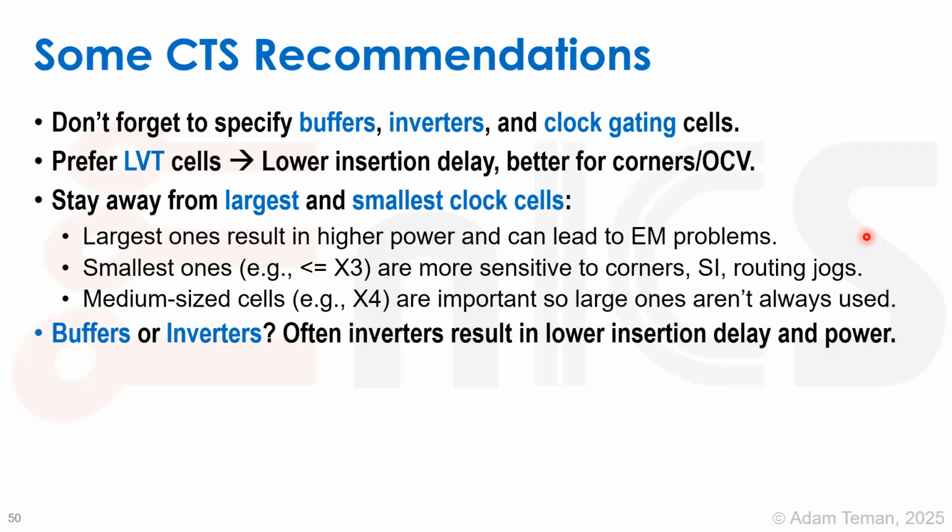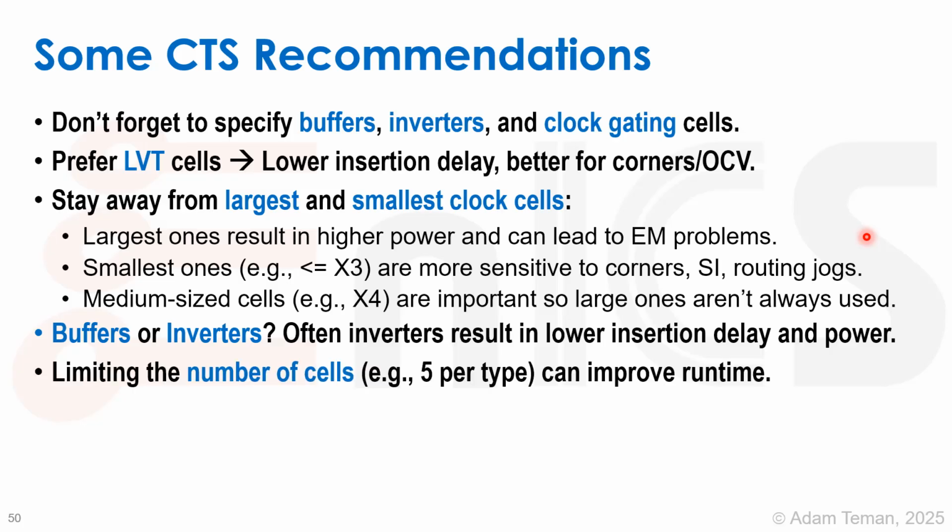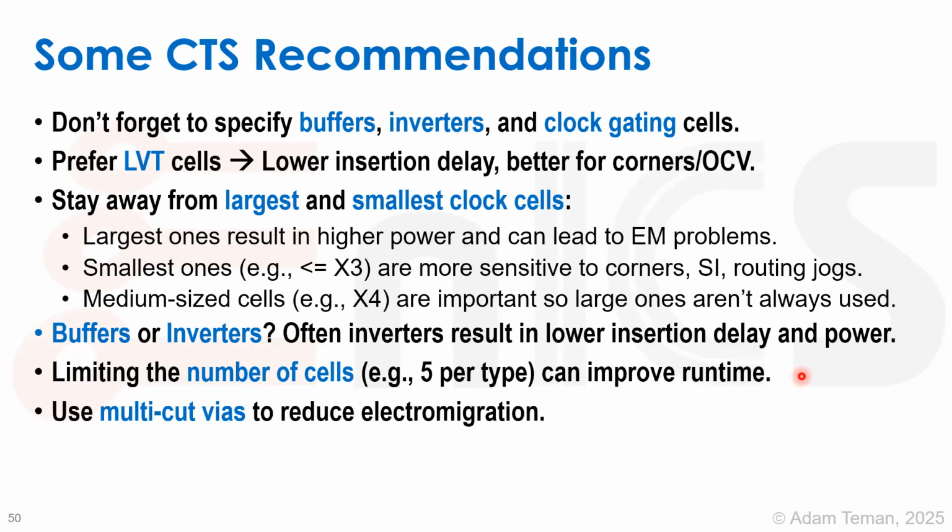Okay, do we want to use buffers or inverters? Well, often inverters result in a lower insertion delay and power, and therefore, in advanced processes, usually inverters are preferred. We should limit the number of cells, so don't put all the million buffers you have in your standard cell library in here. Something like 5 per type: buffers, inverters, clock gating cells, and gates, etc. And that's because of the runtime. We don't want the tool to go and check a million cells for each type of buffer it wants to use. Multi-cut vias are very important.